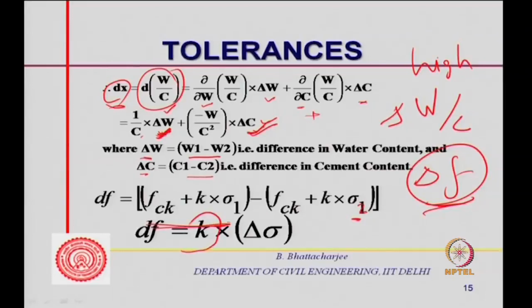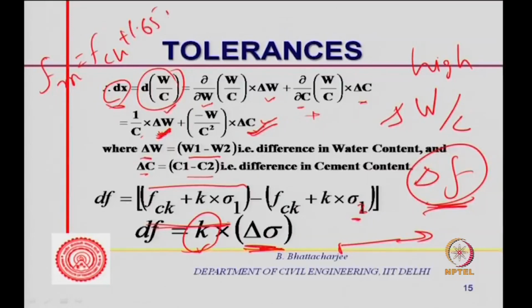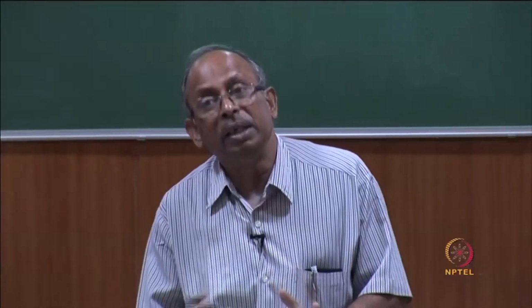In fact, I can show the strength variation will be 1.65 into delta sigma. If strength varies from a lower value to a higher value, the statistical standard deviation will be more, and therefore there is an increase in mean strength. Remember, the target mean strength Fm was written as Fck plus 1.65 sigma. So, if sigma is higher, mean strength will be higher. This is the difference in mean strength, delta Fm. The mean strength variation will be higher if the change in standard deviation is more.